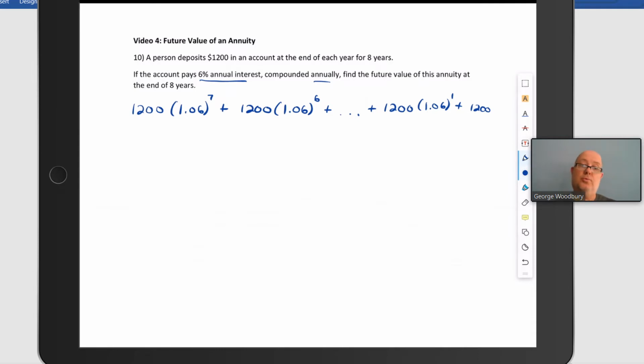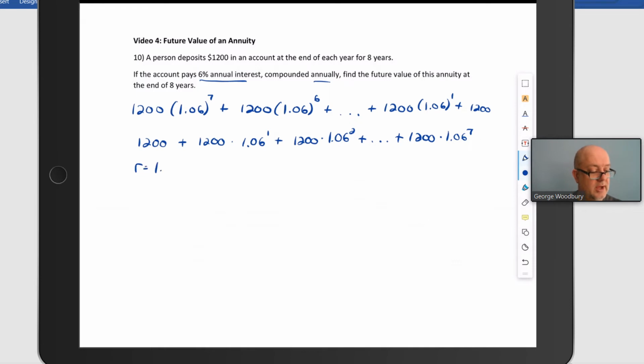So rewriting this in the other order, we can see that we've got 1,200 plus 1,200 times 1.06 to the first, plus 1,200 times 1.06 to the second, and so on. This is a geometric series where R, what we're multiplying by, is 1.06. And the first term is A sub 1, $1,200.